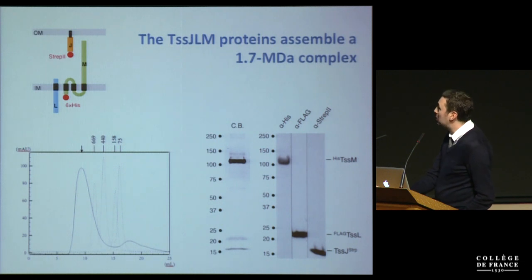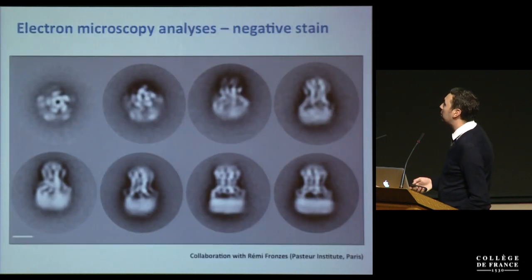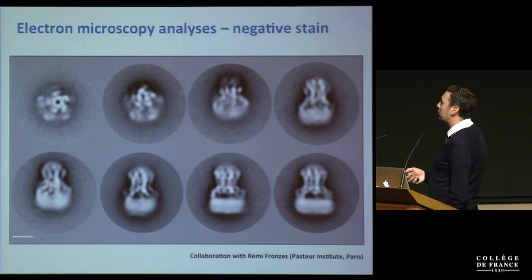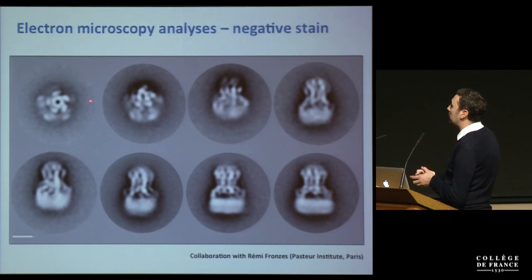So we moved on to do some negative stain electron microscopy in collaboration with Rémi Fronzes at the Pasteur Institute. And here is the image that we got for the membrane complex of the type 6. So here is a top view, and we can see that it has a five-fold symmetry, okay?